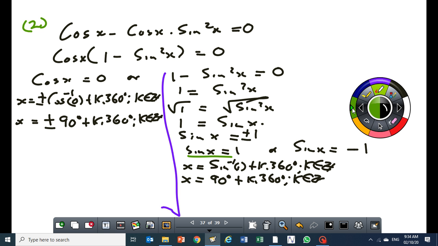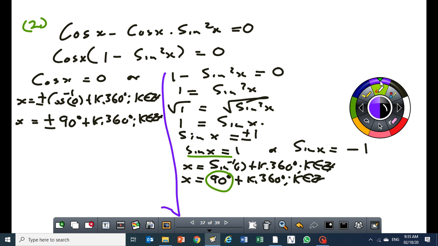Now check this. This is our reference angle. Remember, sine has got two general solutions. So if we subtract this angle from 180, 180 minus 90 gives us 90. So there's no need to determine the second general solution because it's equivalent to this. That's only true when you've got sine x equal to 1. When the ratio is 1, that's when you get the same general solution twice.